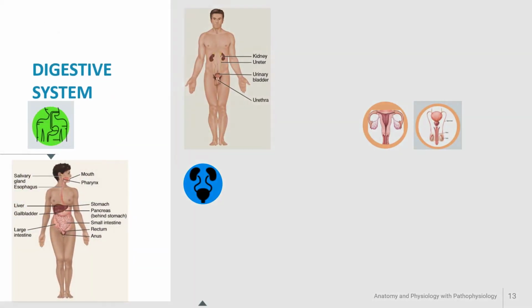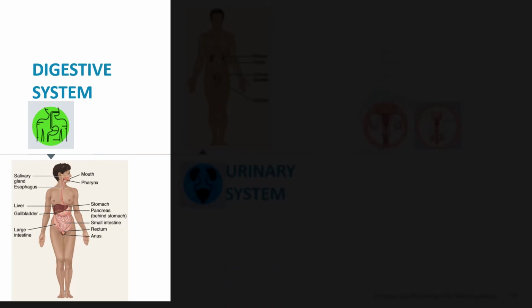Organs of the gastrointestinal tract are the mouth, the pharynx, the esophagus, the stomach, and the small and the large intestine. The accessory digestive organs include the teeth, the tongue, the salivary glands, the liver, the gallbladder, and the pancreas. Overall, the digestive system performs 6 basic processes.